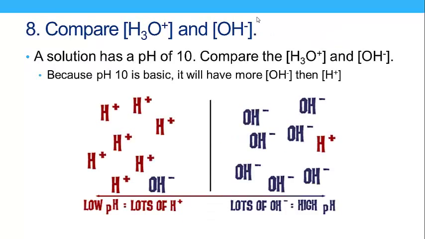Next question, compare H3O+ and OH-. A solution has a pH of 10. Compare the hydronium and hydroxide ion concentration. pH 10 is basic, which means we're going to have a lot more hydroxide ions than hydrogen ions. So this would be like pH 10 on this side, where we have lots of the hydroxide and very little hydronium.